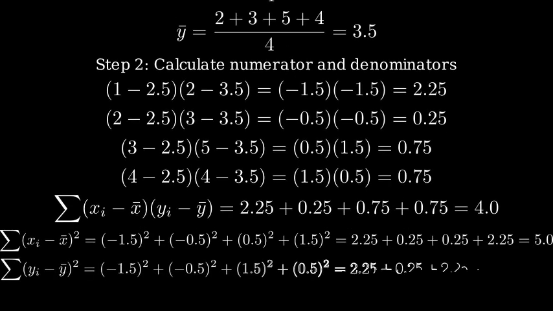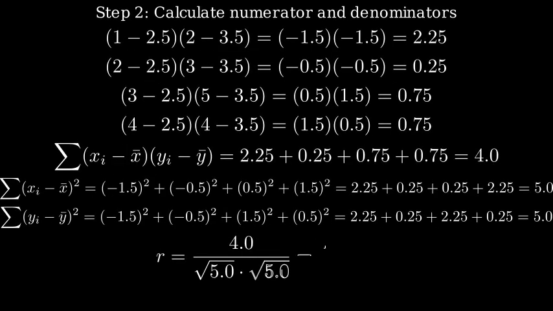Now for the denominator, we need the sum of (x_i minus x bar) squared, which is (1 minus 2.5)^2 plus (2 minus 2.5)^2 plus (3 minus 2.5)^2 plus (4 minus 2.5)^2 equals 2.25 plus 0.25 plus 0.25 plus 2.25 equals 5.0. Similarly, the sum of (y_i minus y bar) squared is (2 minus 3.5)^2 plus (3 minus 3.5)^2 plus (5 minus 3.5)^2 plus (4 minus 3.5)^2 equals 2.25 plus 0.25 plus 2.25 plus 0.25 equals 5.0.